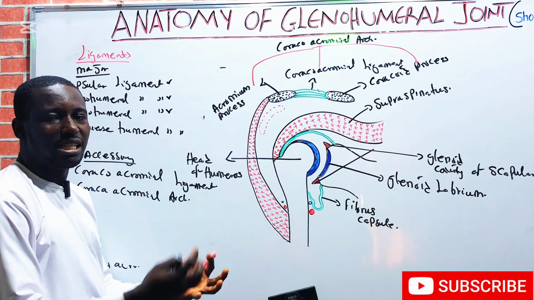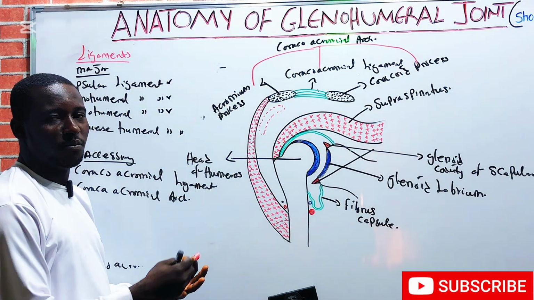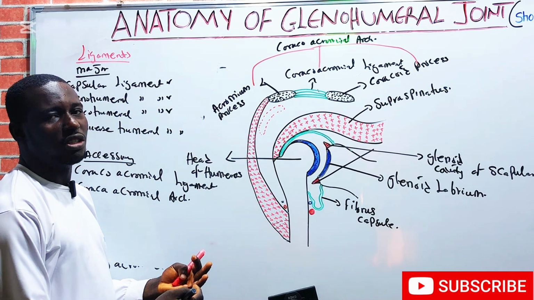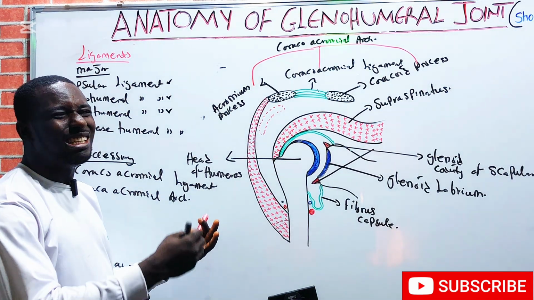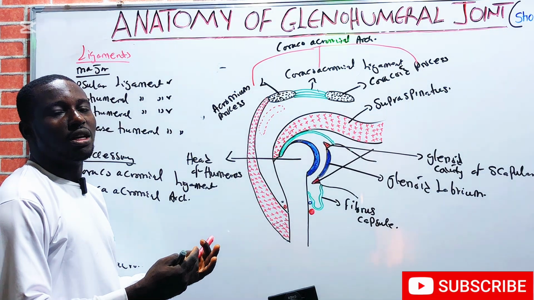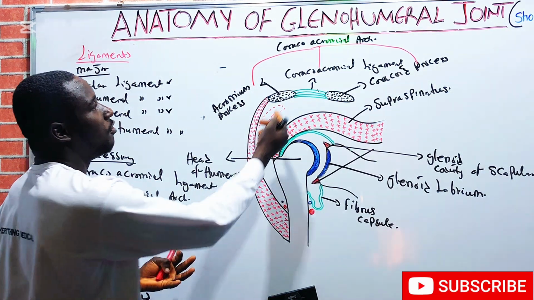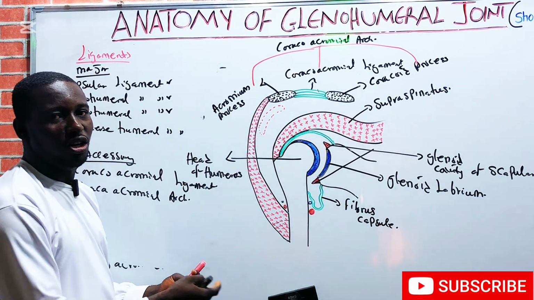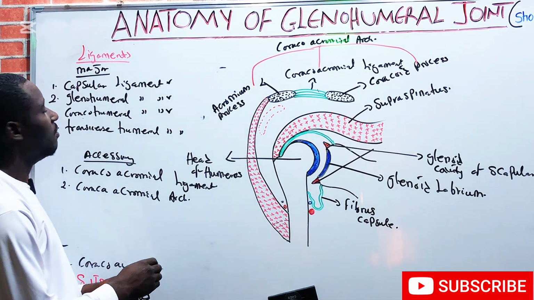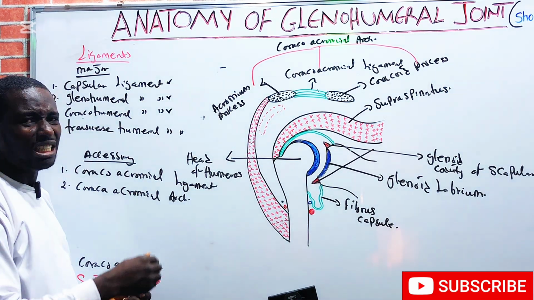It provides a protective what? Arch superiorly, so that it will prevent the superior displacement of the what? Shoulder joint, because the shoulder joint does not displace or dislocate superiorly because of the prehensile activity of the coracoacromial arch on the superior aspect of the humerus. Okay, so that is all about the ligament of the shoulder joint.